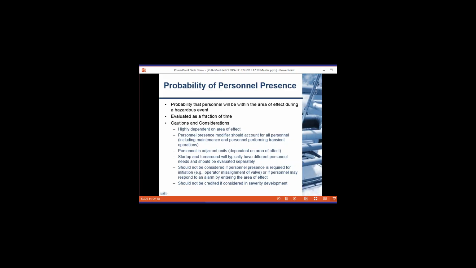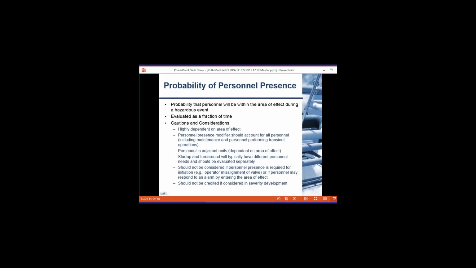What you also want to make sure you're considering is all the personnel that might be in the area. As I said earlier, this is highly dependent on the area of effect. It depends on how big that release is going to be. If it is purely local to a unit and you really don't have maintenance personnel, operations personnel, housekeeping, anyone in the area, then yeah, you definitely want to take this modifier because the effects will not be as bad as they feasibly could be.